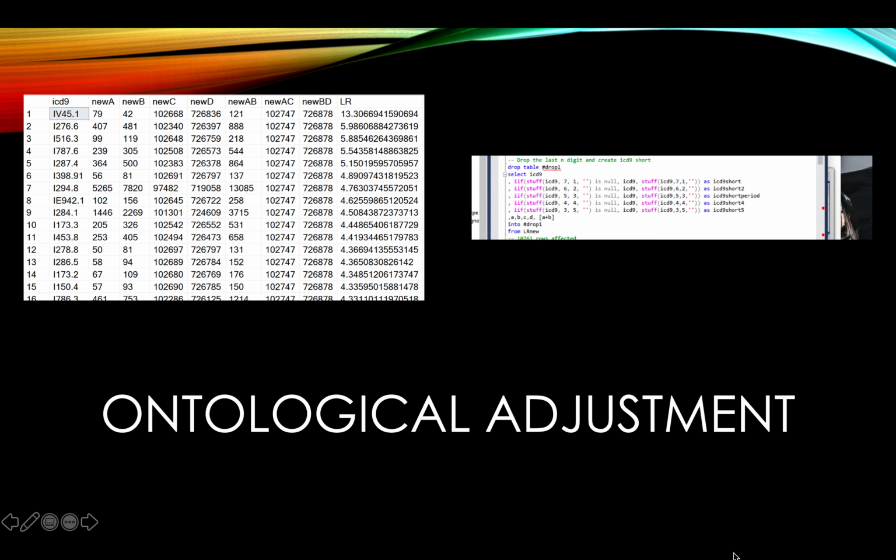For ontological adjustments, we measured the mortality of 6 months. The likelihood of mortality in 6 months was calculated for each diagnosis, for the number of diagnoses that there is. So as you can see, on the right there's the ICD-9 code that was used, and on the left is what was produced after running the code.